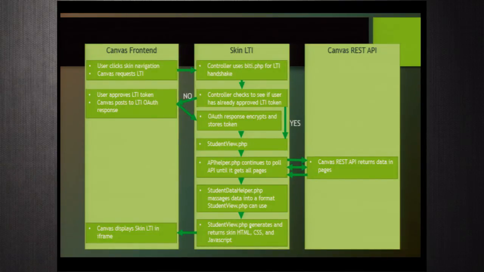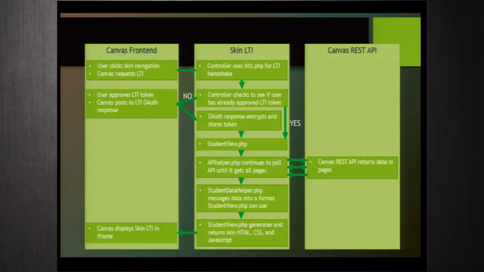The process starts out when the user in Canvas clicks an item in the menu. Once that's been clicked, Canvas sends a request to the URL of my software. My software over here has a controller that then uses basic LTI.php to do the handshake, to make sure that it's actually Canvas requesting this and not something kooky or inappropriate.